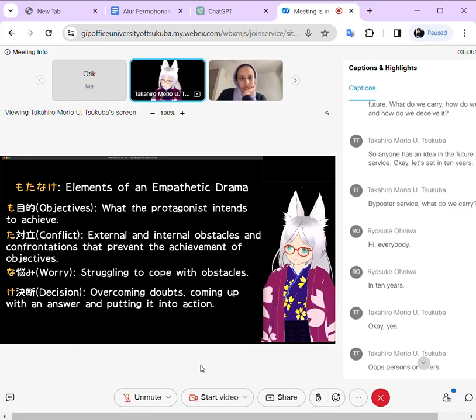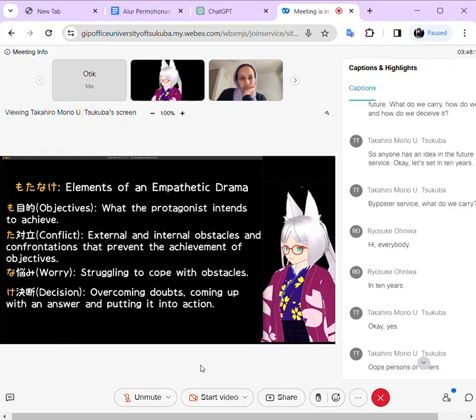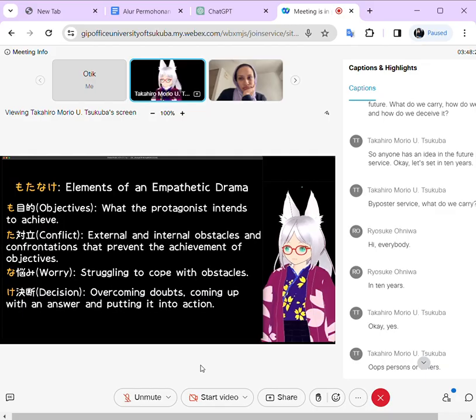And the third stage is the 悩み stage, the worry stage. The protagonist struggles to cope with obstacles, sometimes with the help of a buddy or supporter. And sometimes the protagonist is about to give up his or her objective.